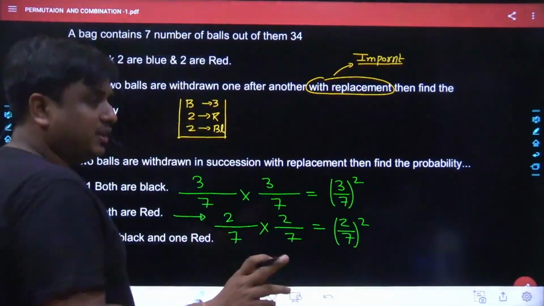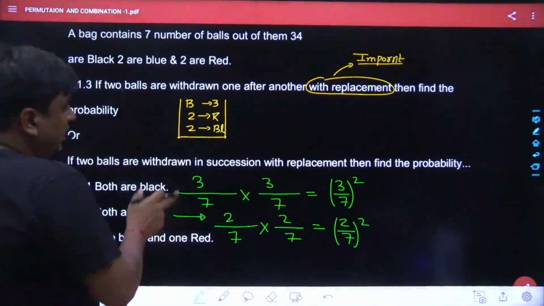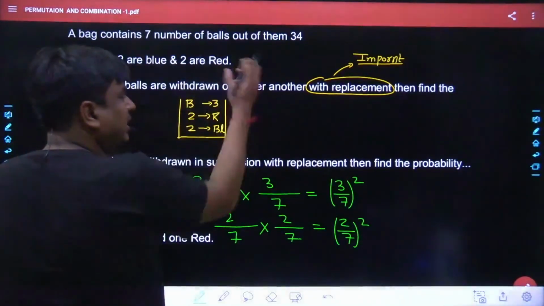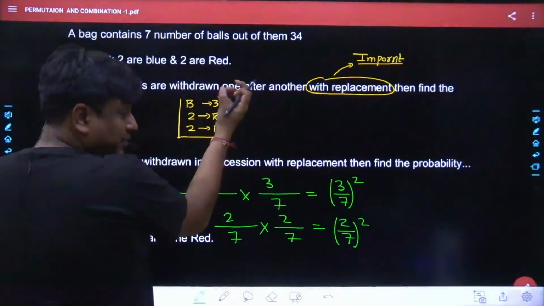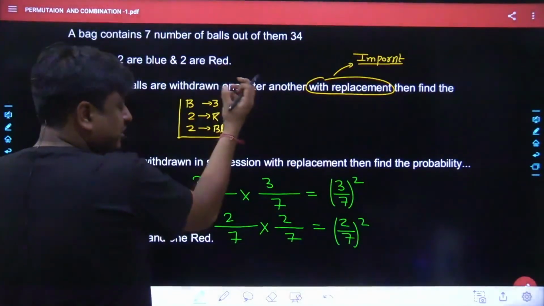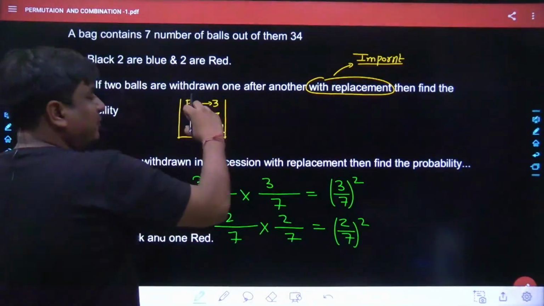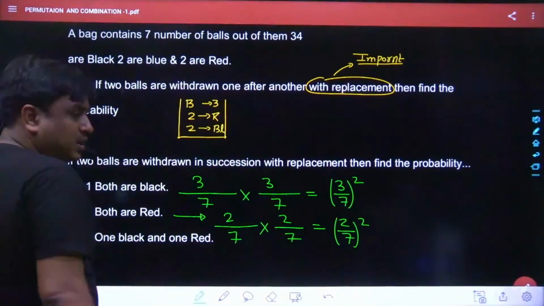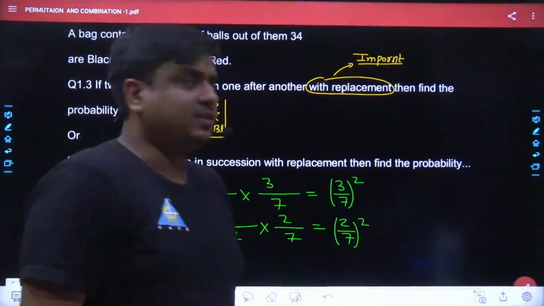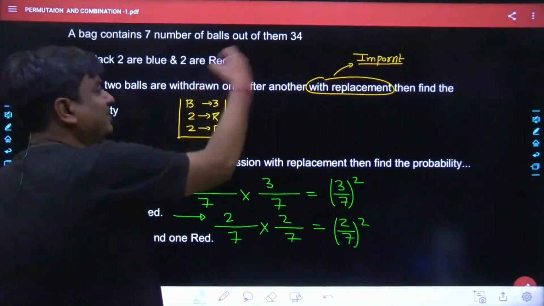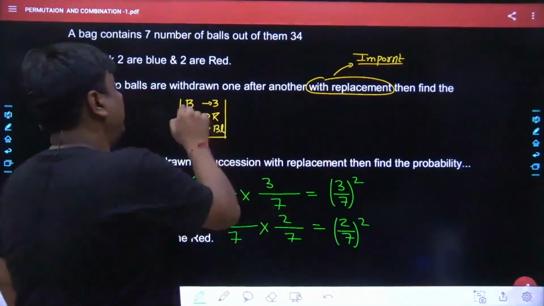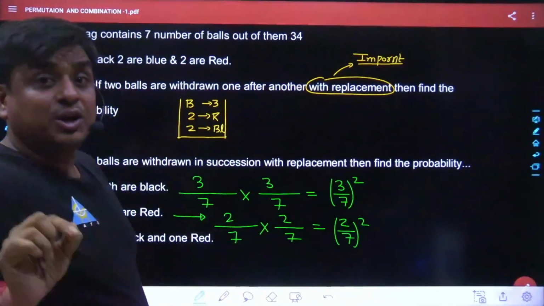In case of without replacement, what must have been the answer? In the first trial, this result would remain the same, because one ball is being taken out. Obviously, how many different ways could one ball have been taken out of 7 balls? That's 7. How many different ways could one black ball have been selected out of 3 black balls? That's 3. Put together it must have been 3 by 7. But if that black ball is discarded, now this box has been left with only 6 balls, and the black balls are left with only 2 balls.